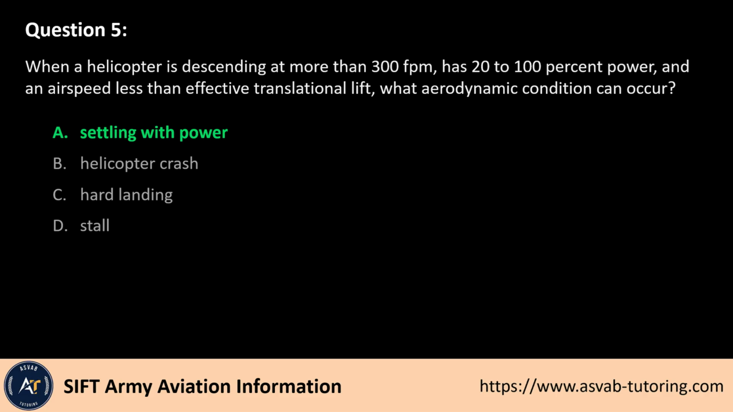The aerodynamic condition described is settling with power. This occurs when a helicopter descends at more than 300 feet per minute with 20 to 100% power and airspeed below effective translational lift. The helicopter enters its own downwash, losing lift and control despite sufficient engine power. It's also known as vortex ring state. The other options are incorrect or unrelated.